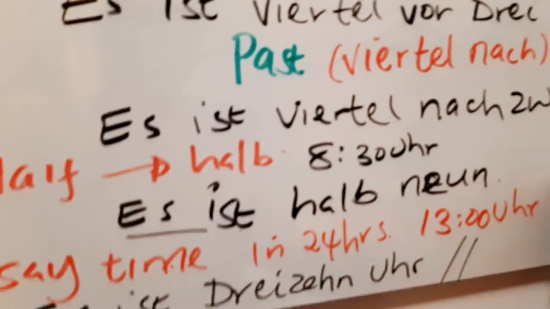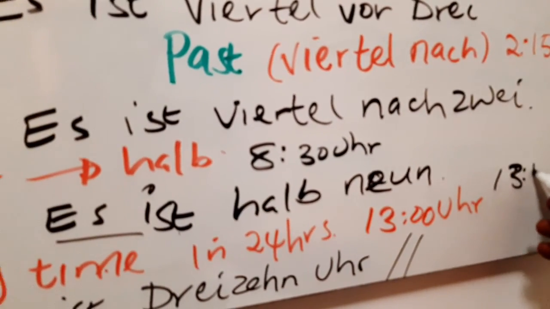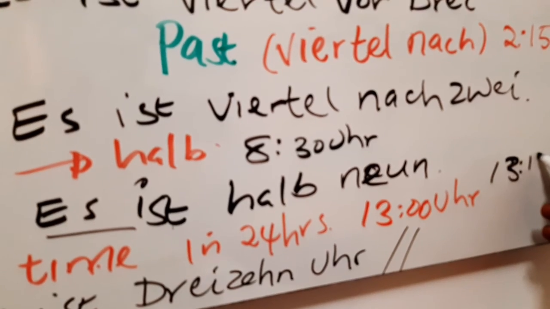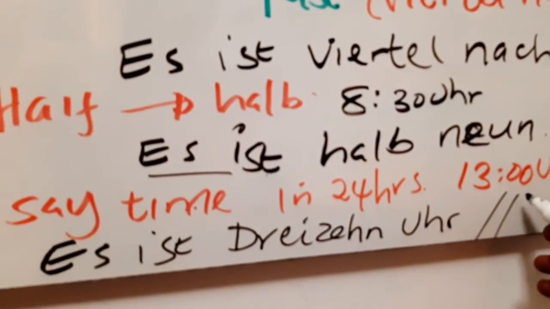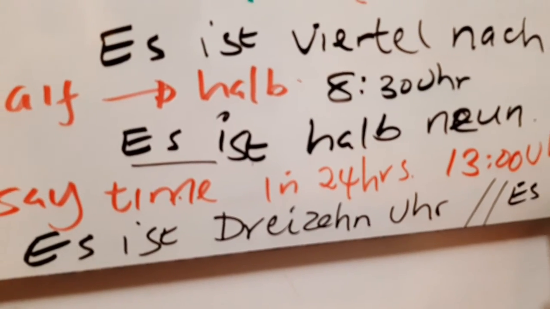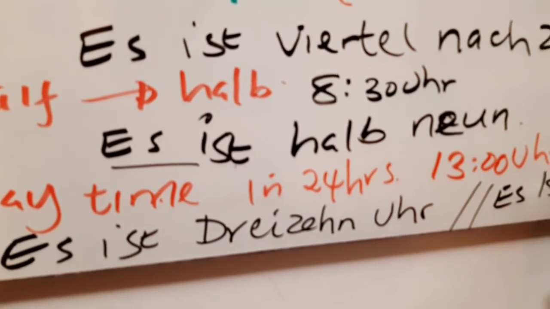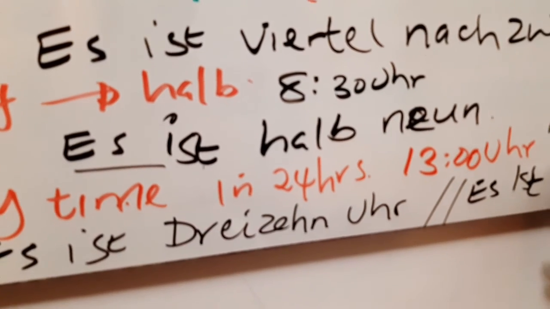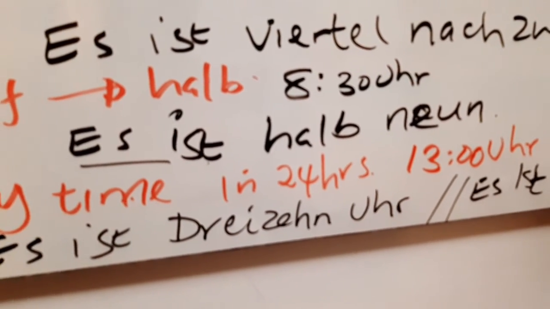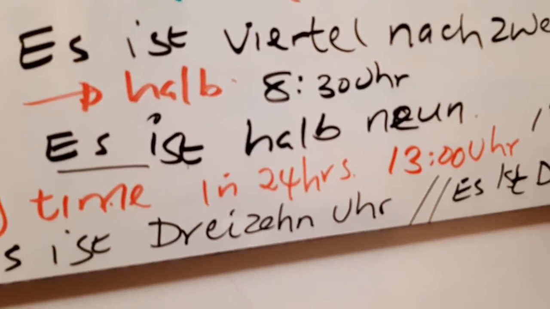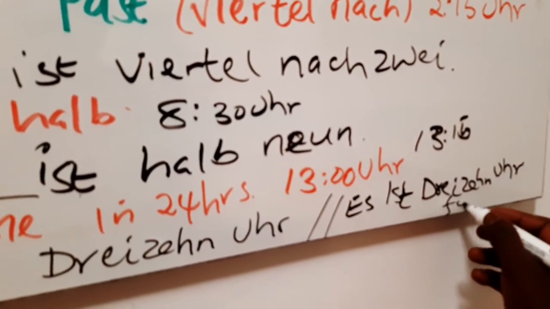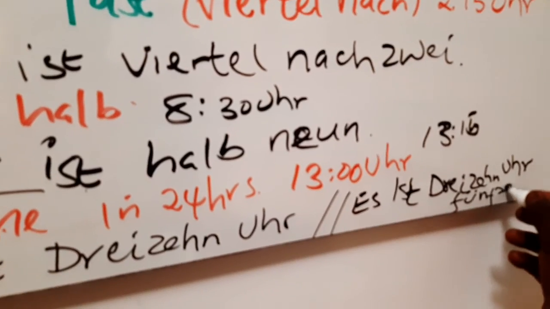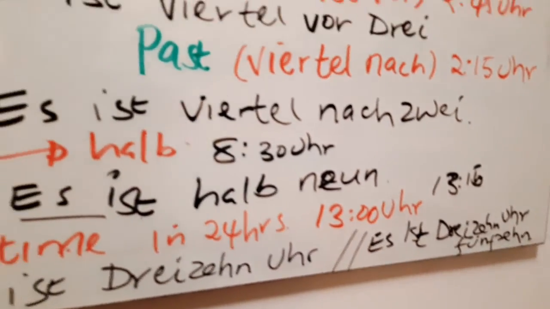And if it was, let's say, 13:15 or 13:10, for example, you'll say es ist 13 Uhr, then you add the minutes, so it will be 15.